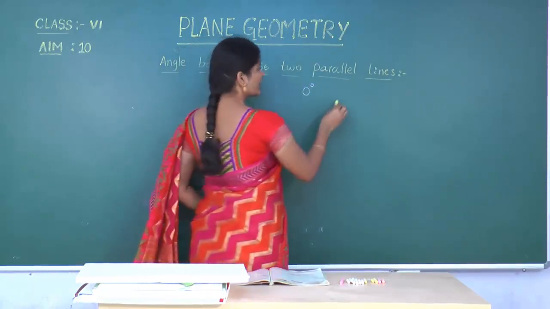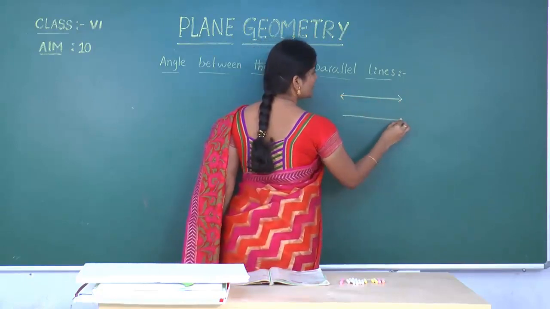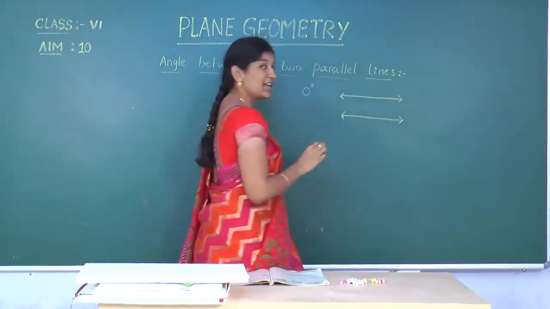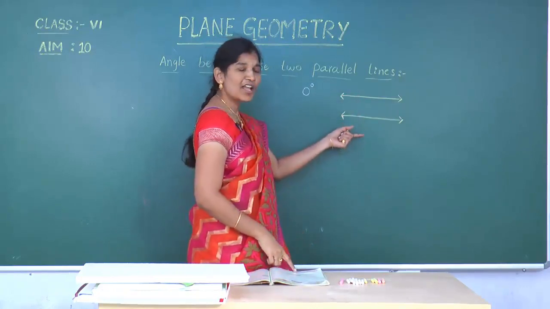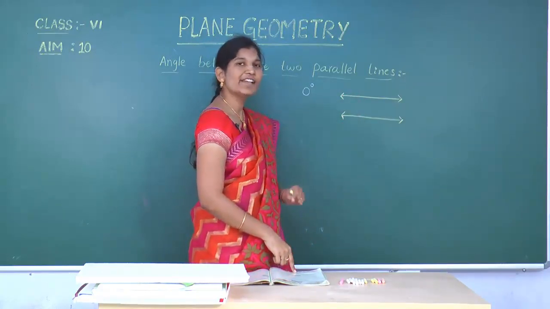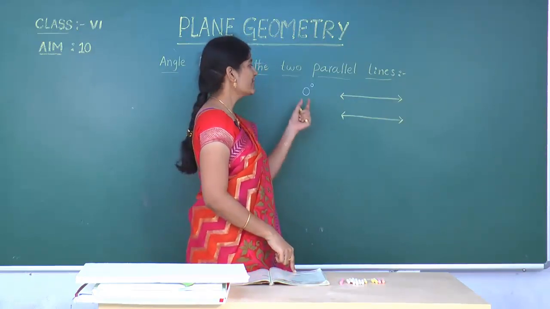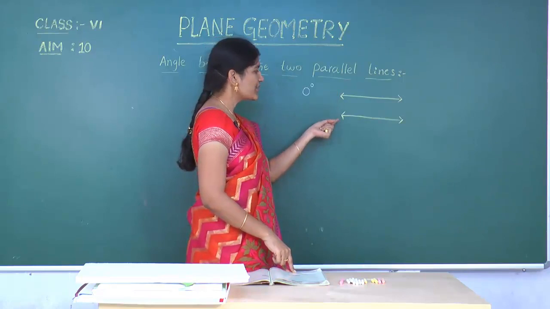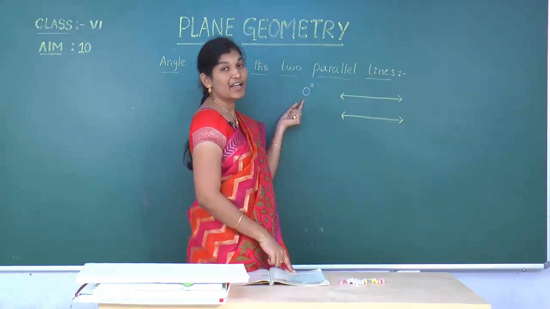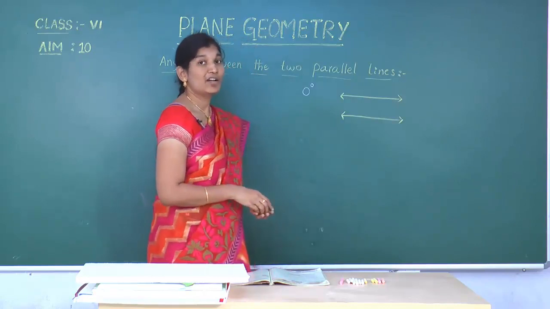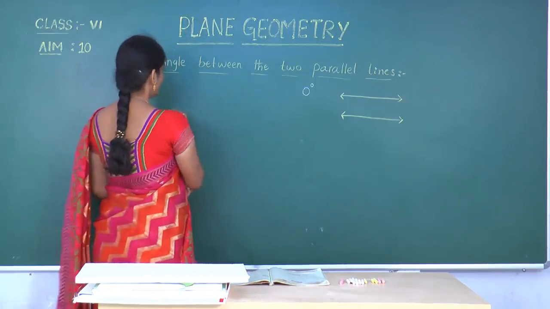Why? Because if you see parallel lines, they do not intersect anywhere. So if the lines do not have common points, how can we find the angle? It is impossible, no? That's why we consider the angle between two parallel lines to be 0 degrees. And now let us find the distance between two parallel lines.